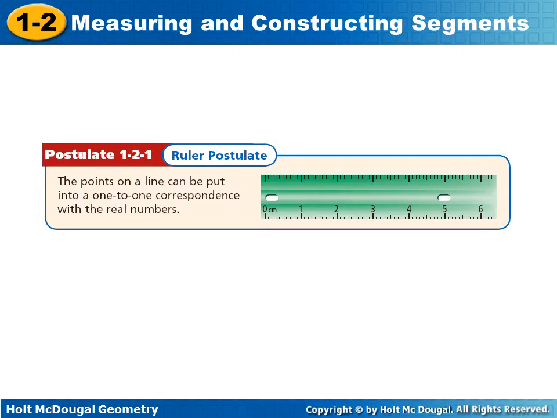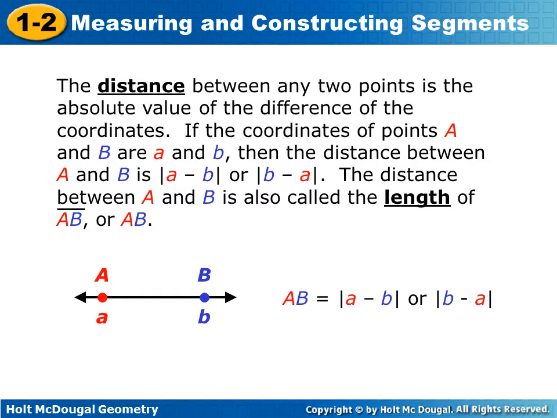Our first postulate is 1-2-1, the ruler postulate. The points on a line can be put into a one-to-one correspondence with real numbers. That means that every line has one length. The distance between any 2 points is the absolute value of the difference of the coordinates.